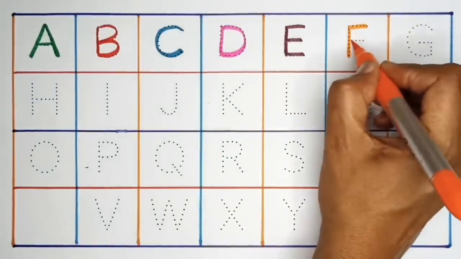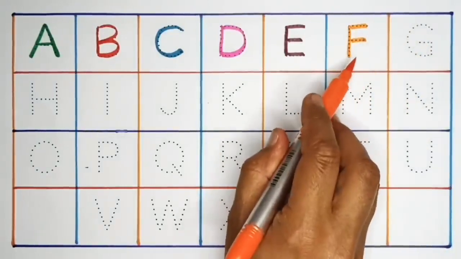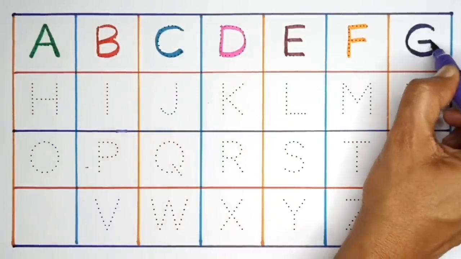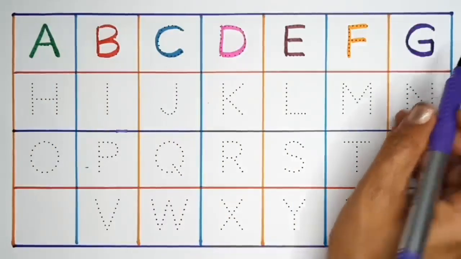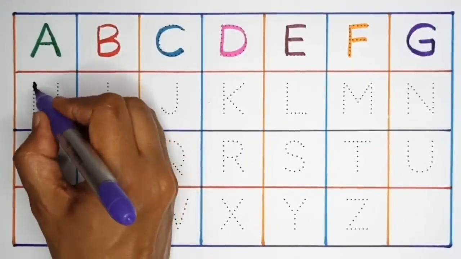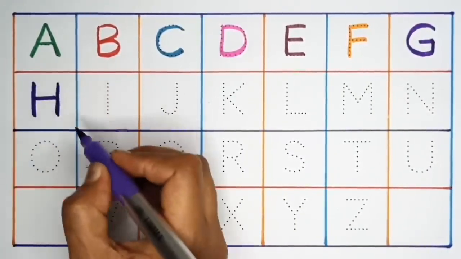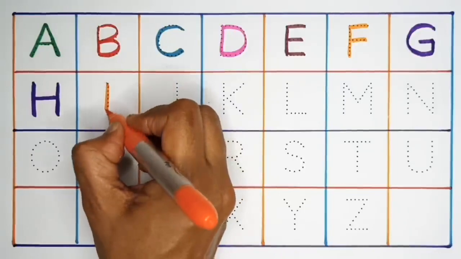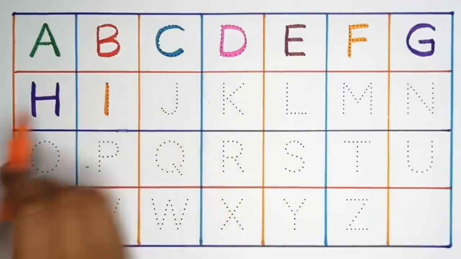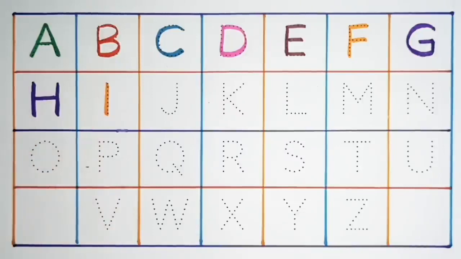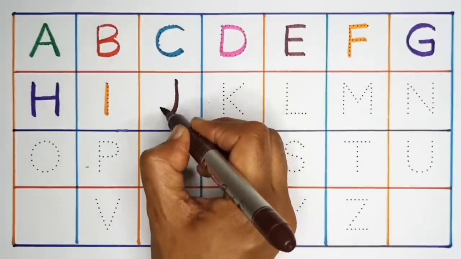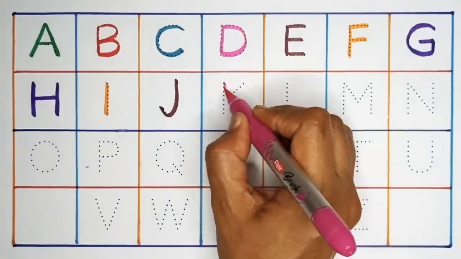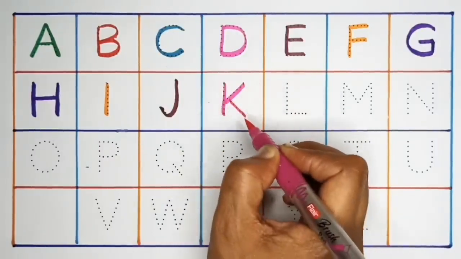F, F for fish. F. G, G for grapes. G. H, H for hen. H. I, I for ice cream. I. J, J for jug. J. K, K for kite. K.